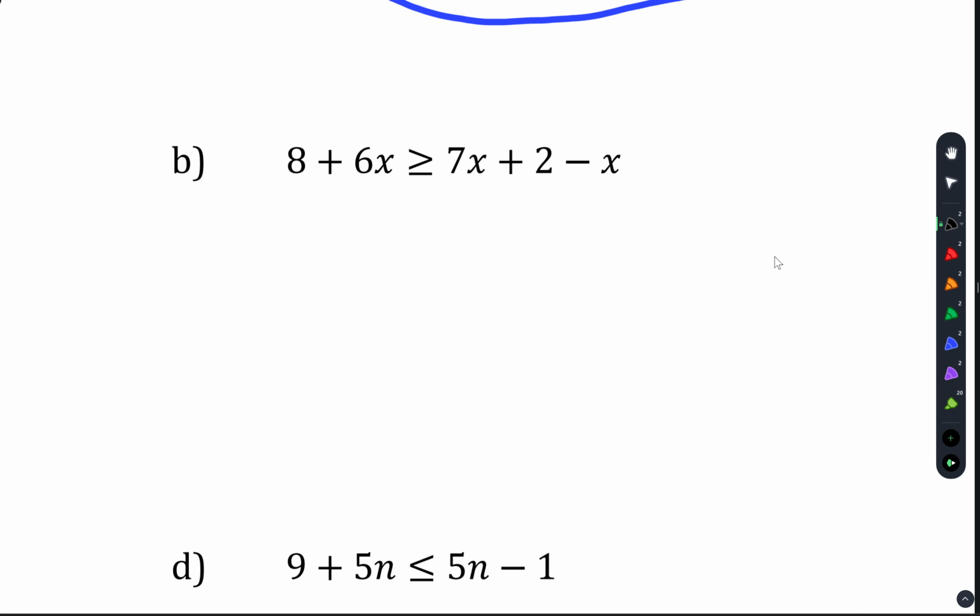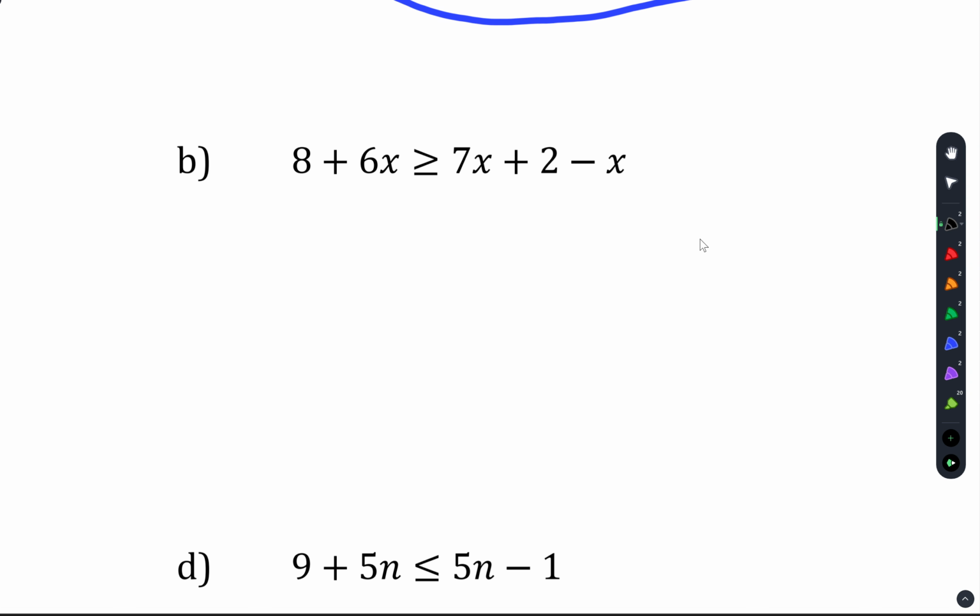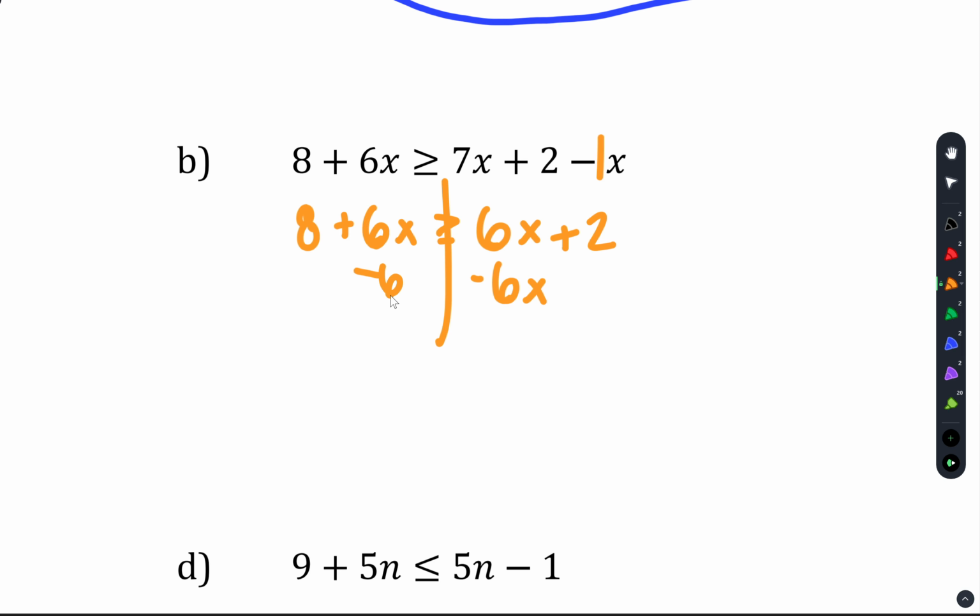Okay, letter B. I'm going to simplify. I can combine some like terms here. I can combine this negative 1x and the 7x. 8 plus 6x is greater than or equal to 6x plus 2. I'm going to move my variables all to one side. They cancel on both sides. 6x minus 6x is 0. I have 8 is greater than or equal to 2.